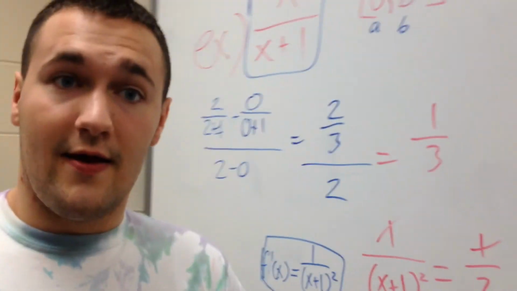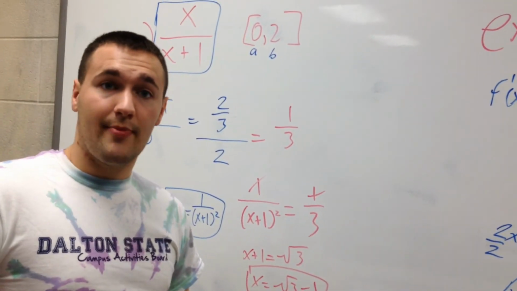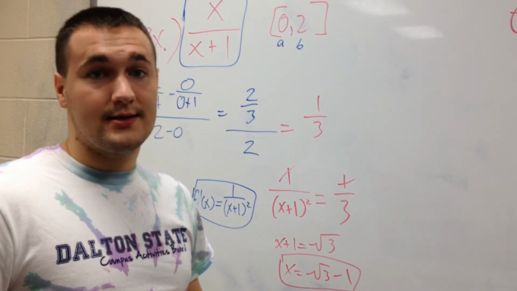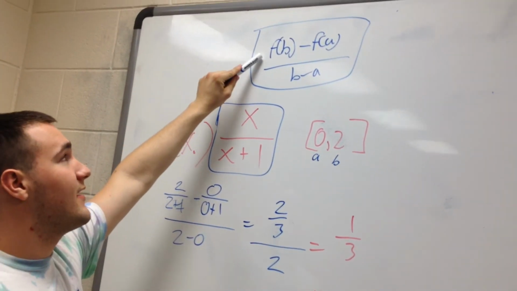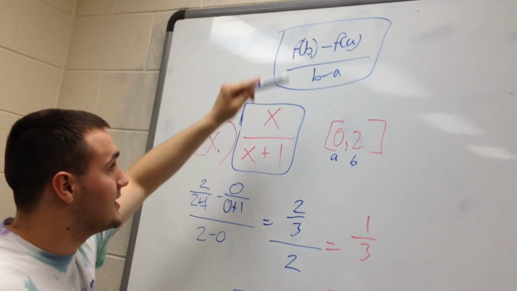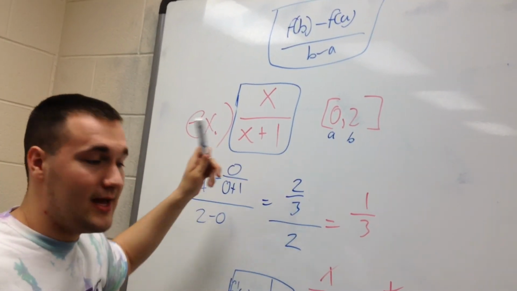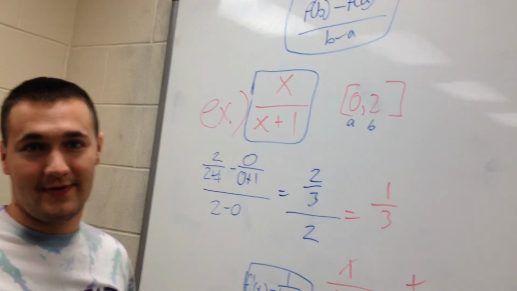If you still don't understand how this was done, go back and watch the video, and you'll be able to understand how we got this process. Remember, this is your mean value theorem function. That's how we did all this and set it equal to the original derivative.